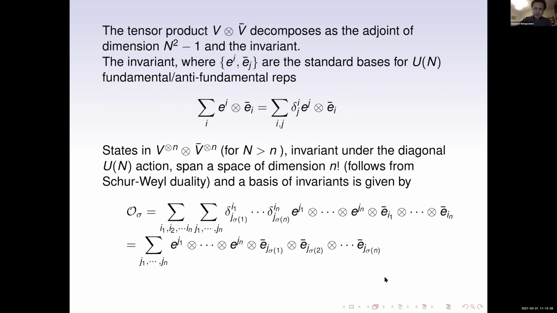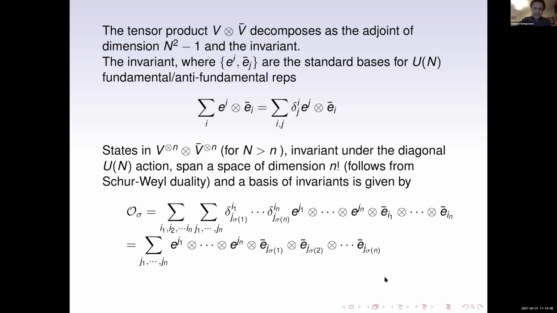So we are thinking about invariants of UN. You have the fundamental and the anti-fundamental, V tensor V bar. When you decompose that under the diagonal UN action, you have a representation of dimension n square minus 1, the adjoint, and the invariant. What does the invariant look like? Basically, e_i tensor e bar_i, when you have the standard basis, you can check that this is invariant. And that's something that can be written in terms of a Kronecker delta. You're summing over i and j, and there is a delta ij.